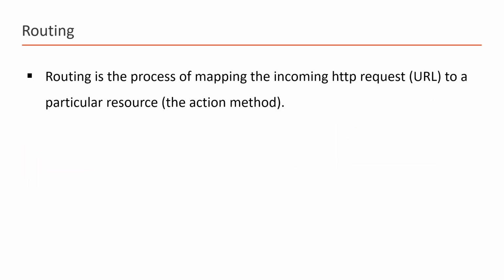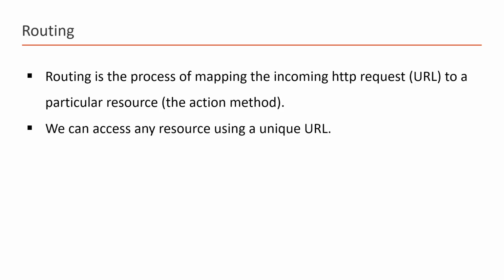For the routing concept, we generally set some URLs for each resource. When we run this application, the application will create a route table. In that route table, there will be a mapping of the URL and the resource. So when we send the request from our browser to the server, the application will check this URL in the route table, and if there is an exact match, then the application will forward the request to that particular resource. Otherwise, there will be an error like 404, etc.